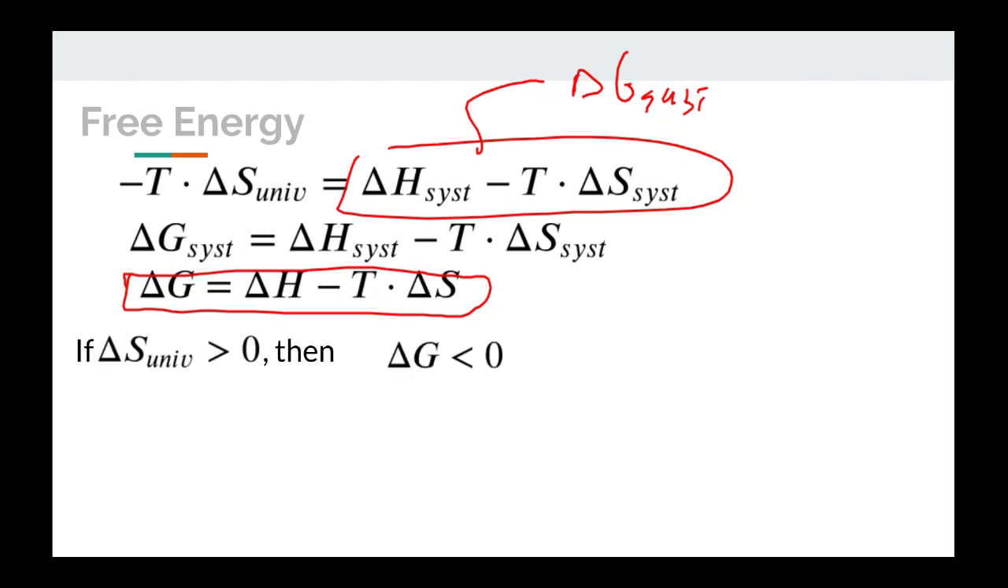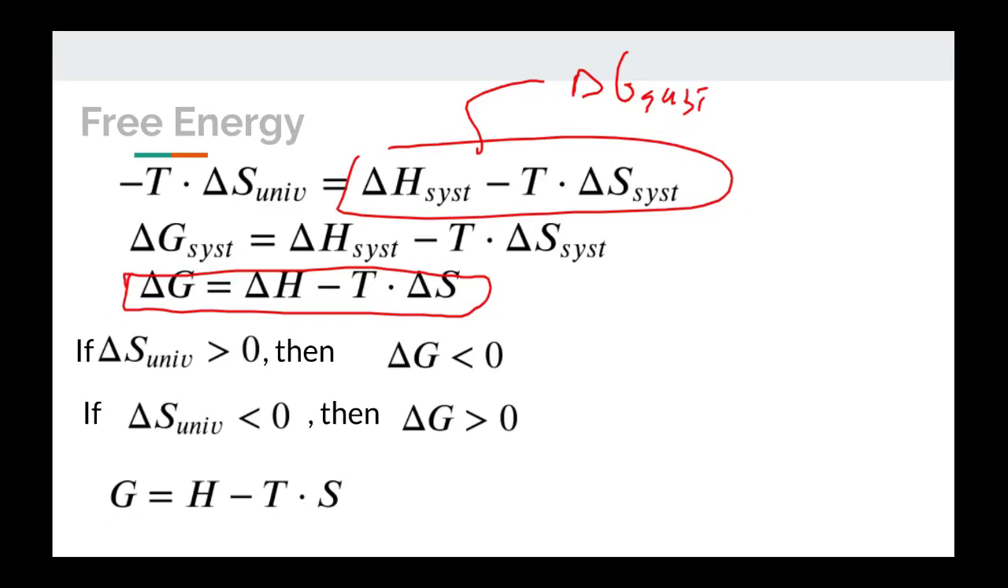If delta G is negative, then that's going to be a spontaneous reaction. If delta G is positive, that is not going to be a spontaneous reaction. And since there's a temperature term in here, we can see that spontaneity of some reactions is going to depend on what the temperature is. In terms of absolutes, G is H minus T times S, which is a little bit silly because enthalpy change and free energy change therefore can't completely fully be known, but that is the formal definition.